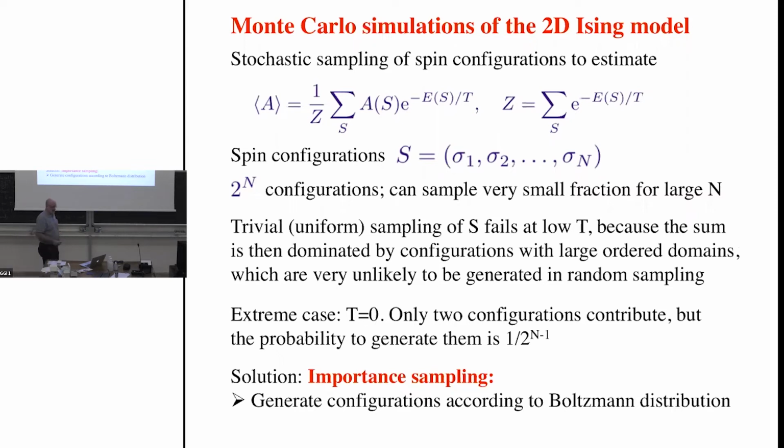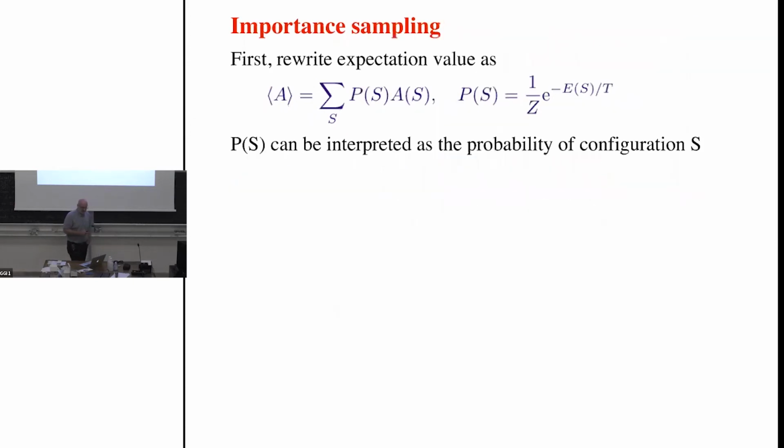And the question is then, how do we accomplish that? Well, the solution is what's called importance sampling. And I'm going to tell you about how to do that. And this will be quite general, not just for the Ising model, but for pretty much any case. I still use S as my symbol for configurations.